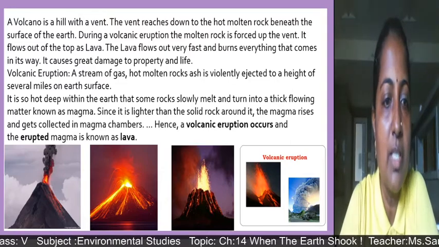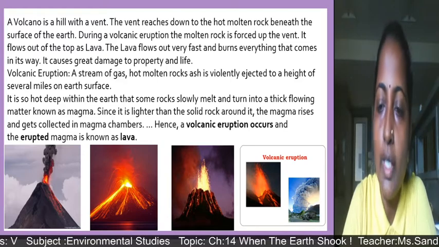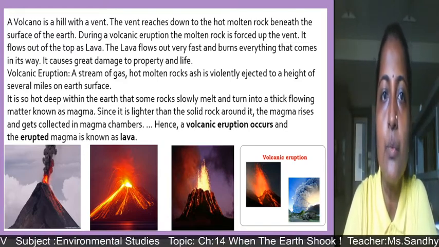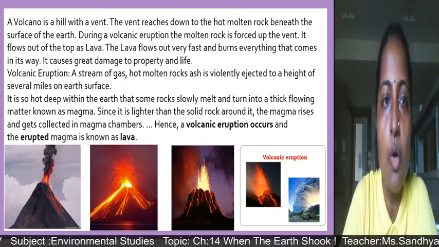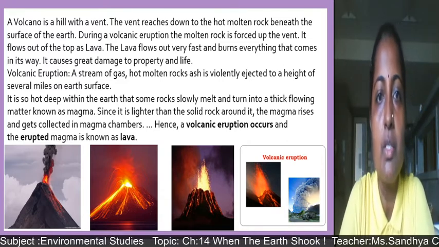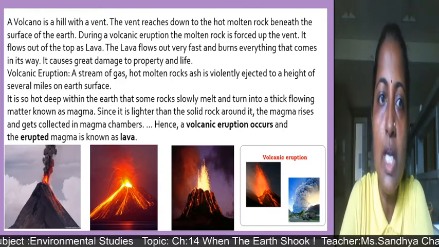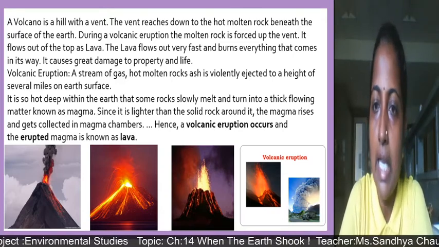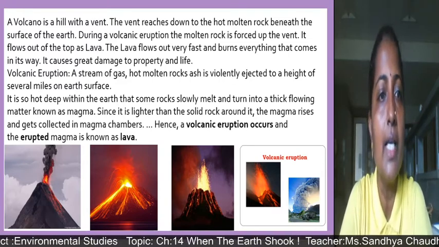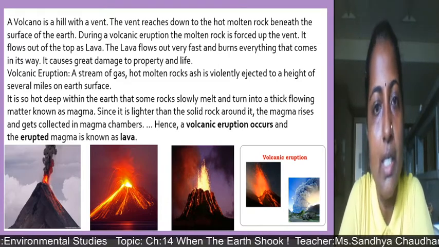Now the next natural calamity is volcanic eruption. So what does volcanic eruption mean? A volcano is a hill with a vent. The vent reaches down to the hot molten rock beneath the surface of the earth. During a volcanic eruption, the molten rock is forced up the vent. It flows out of the top as lava, and the lava flows out very fast and burns everything that comes in its way. It causes great damage to property and life.